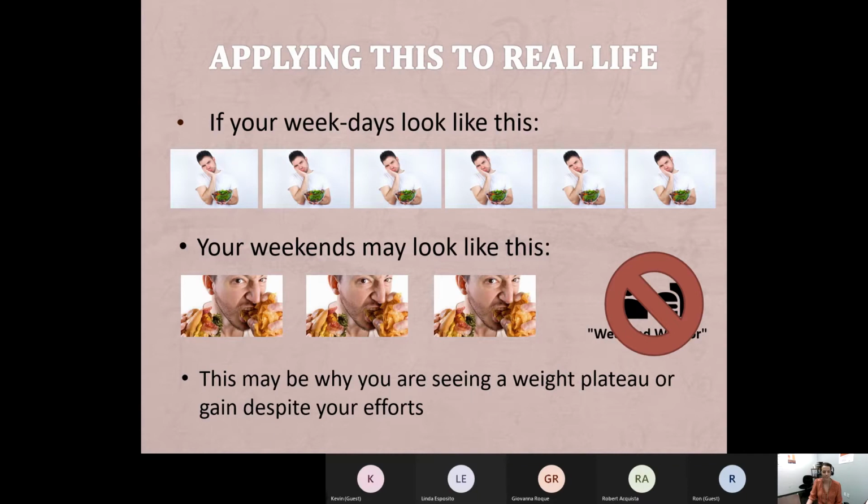So if your weekdays look like this, just boring salads, I call them sad salads, then your weekends might look like this. Overdoing it, I call them my weekend warriors, right? We don't want to be a weekend warrior. We want to try to eat mindfully. And if you're constantly eating this way, this might be why you're seeing a plateau or weight gain despite your efforts. You're saying, I'm eating salad every day. I'm doing it right. What am I doing wrong? It might be your weekends, or your days might look like this, but your nights look like this. Sometimes we binge eat at night if we're overly restrictive during the day.